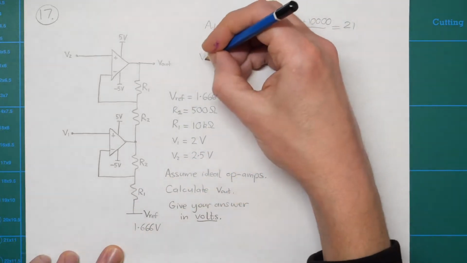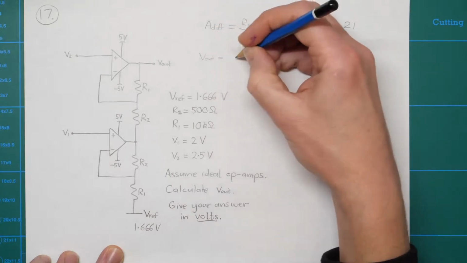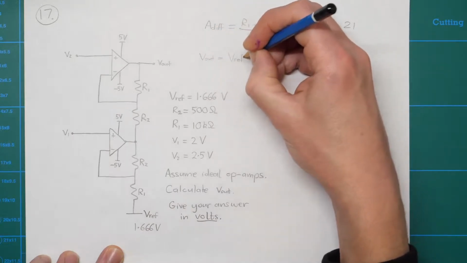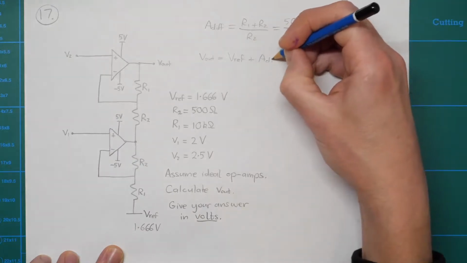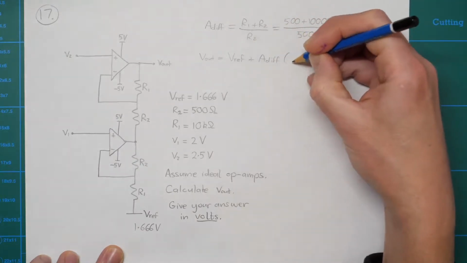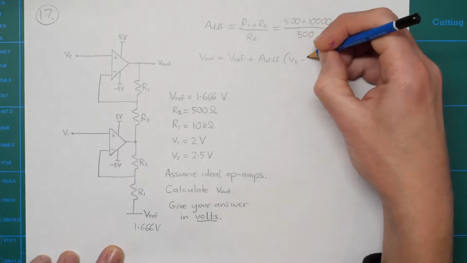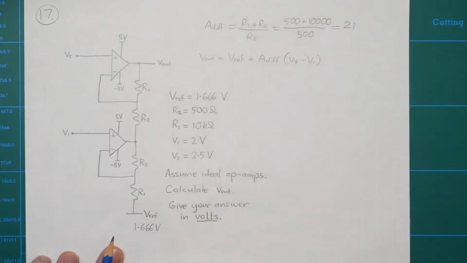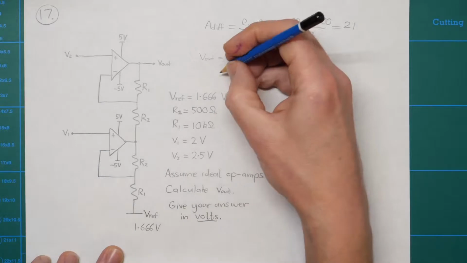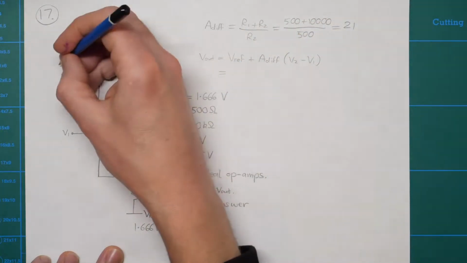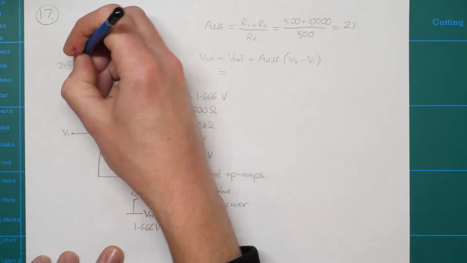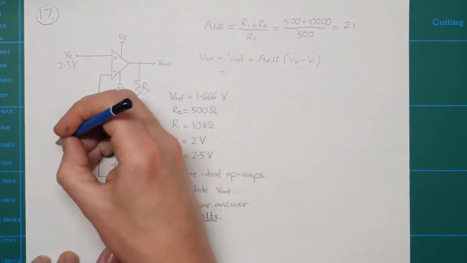So V out is going to be Vref plus that differential gain, ADIF, multiplied by V2 minus V1, the differential voltage input. So in this case, we know that V2 is 2.5 volts, and V1 is 2 volts.